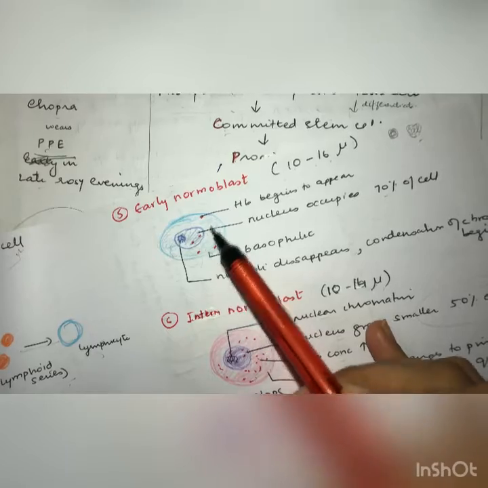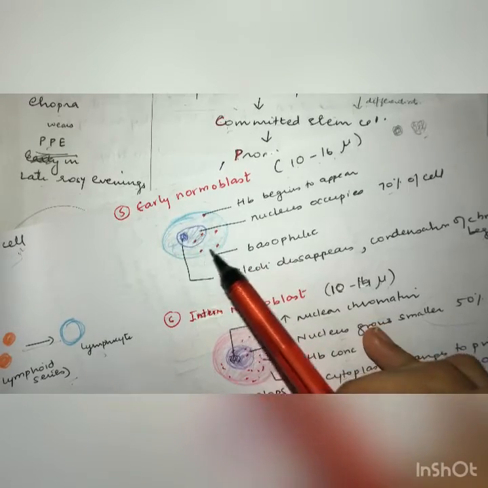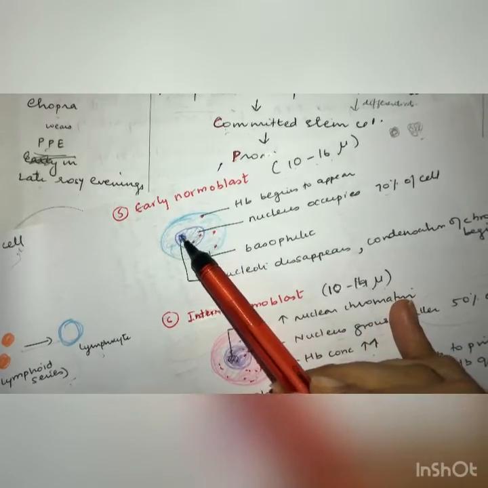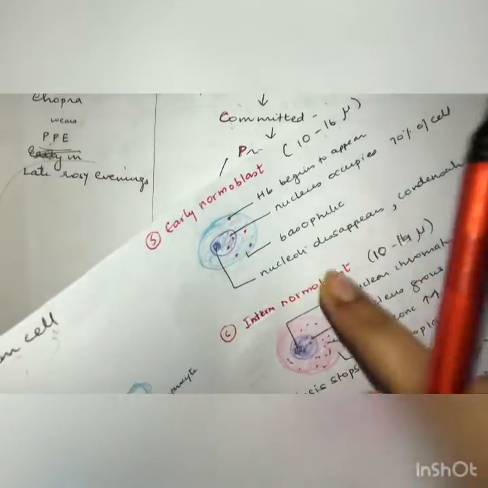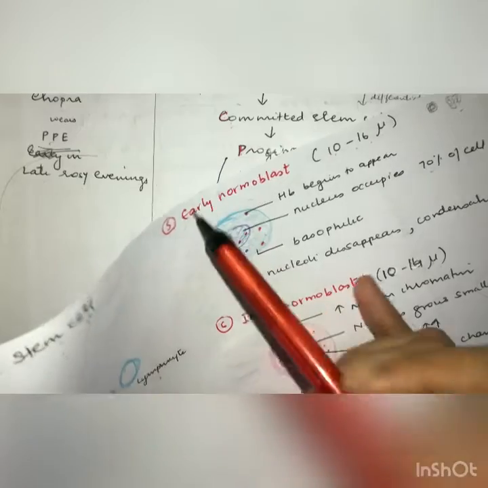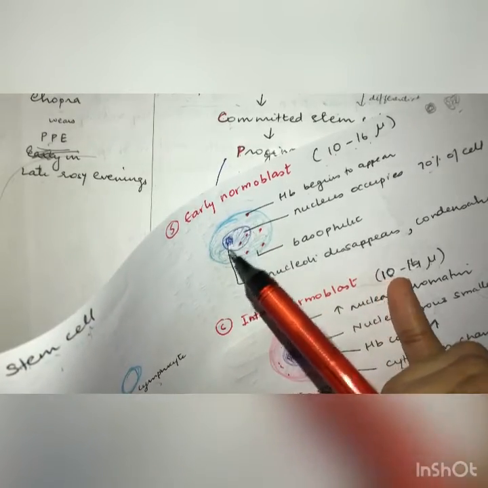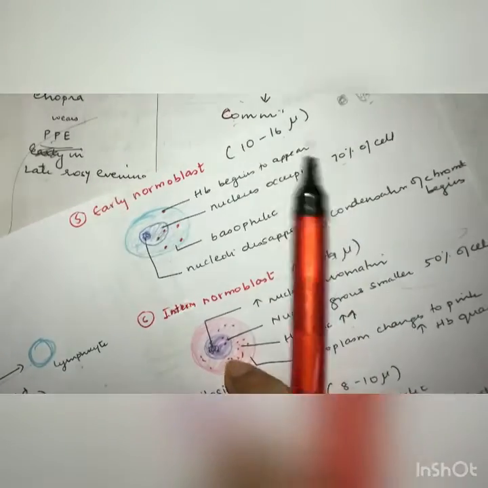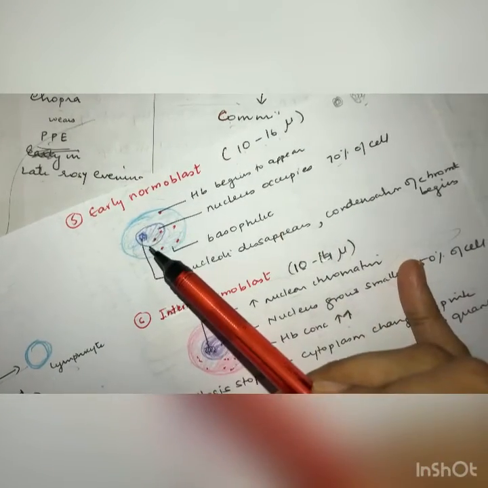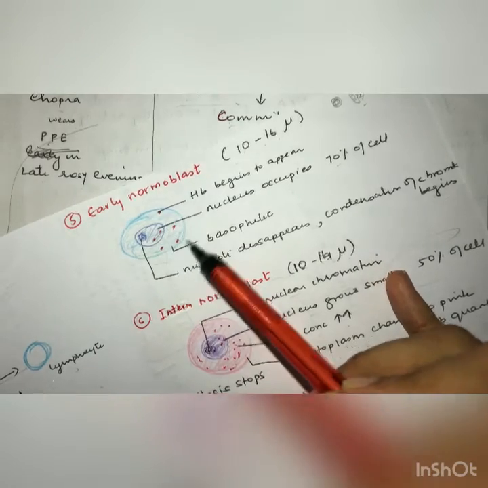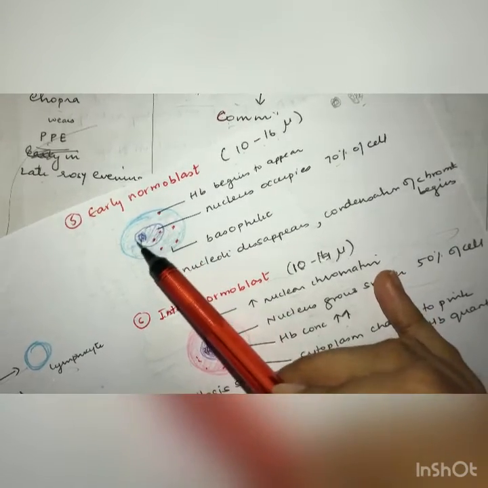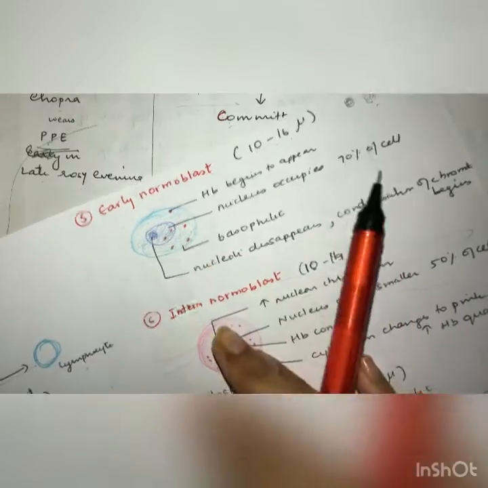HP starts appearing, meaning hemoglobin starts appearing, and the nucleoli which was present over here starts disappearing, and instead chromatin fibers start appearing. Okay, there is condensation of chromatin occurring. This is still basophilic in nature. HP starts appearing, and this is occupying 70% of the cell.